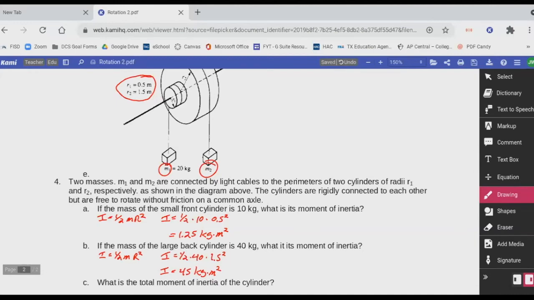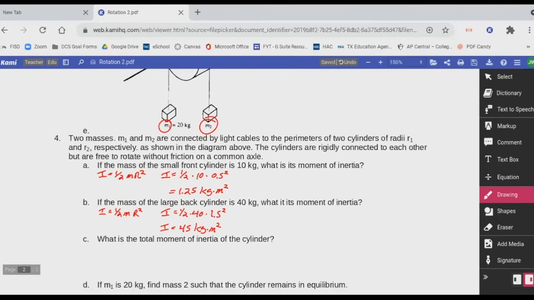Okay. Now if we scroll up to C, what is the total moment of inertia? Here, remember the I total is equal to I1 plus I2, that sort of thing. So we just have to sum them together. 1.25 plus 45 equals 46.25 kilograms meters squared. Just adding them together. We calculated them. All right, we got A, B, C.